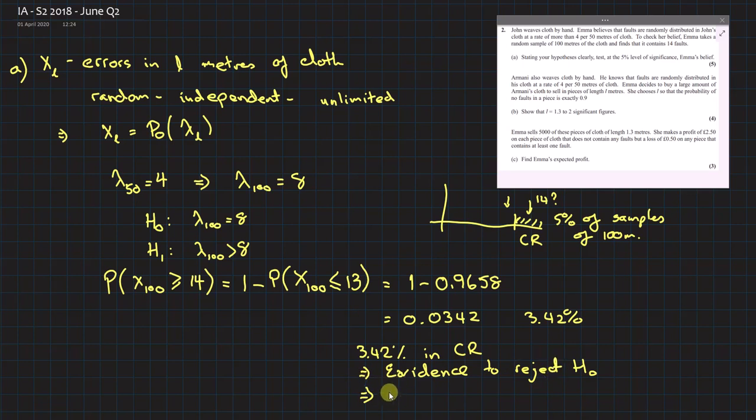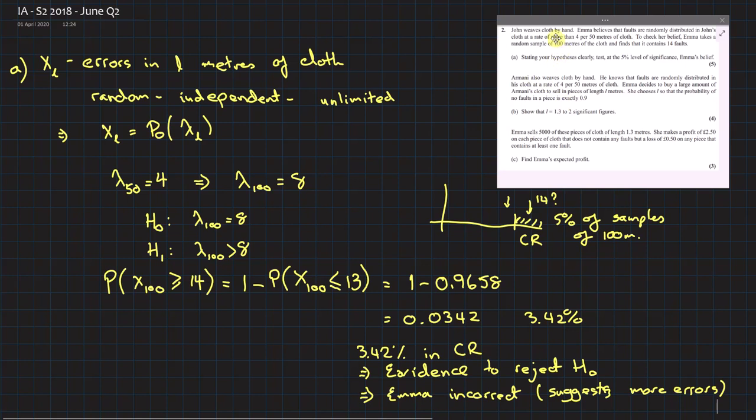No, the evidence is Emma is incorrect. The suggestion is that there are more errors. I'm giving that in the question. Oh, sorry. She believes that the rate is more, not that it is. It suggests more errors. So she's correct.